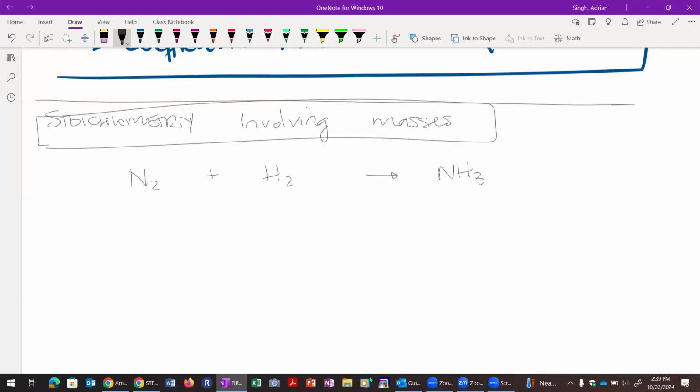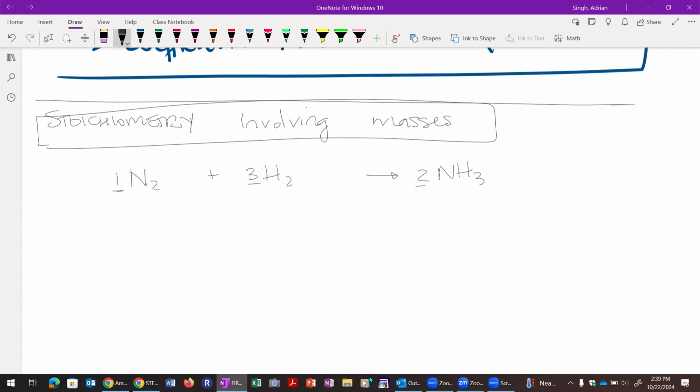So we want to make sure, again, whenever you do stoichiometry, that the equation is balanced. So we'll need a 2 in front of the NH3. We'll need a 3 in front of the H2. And then we don't need a coefficient, so 1 is understood in front of the N2. So that's our balanced equation.